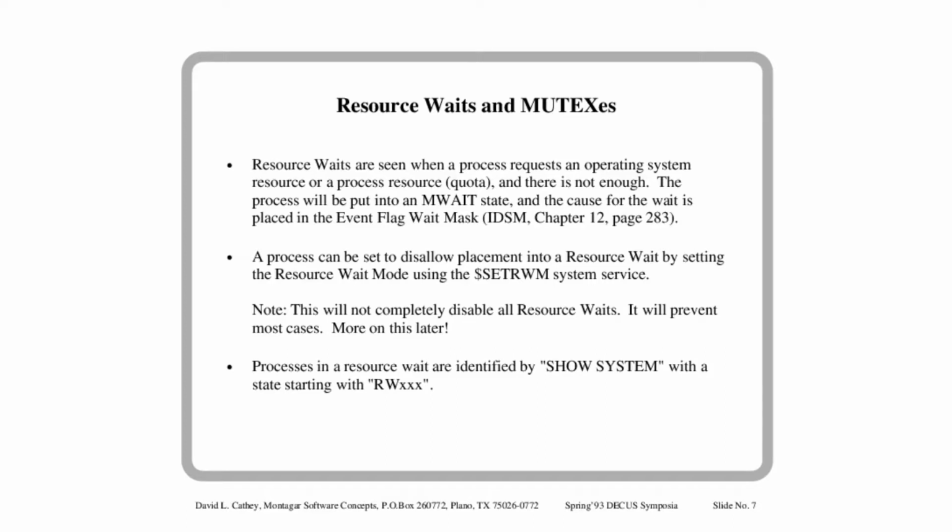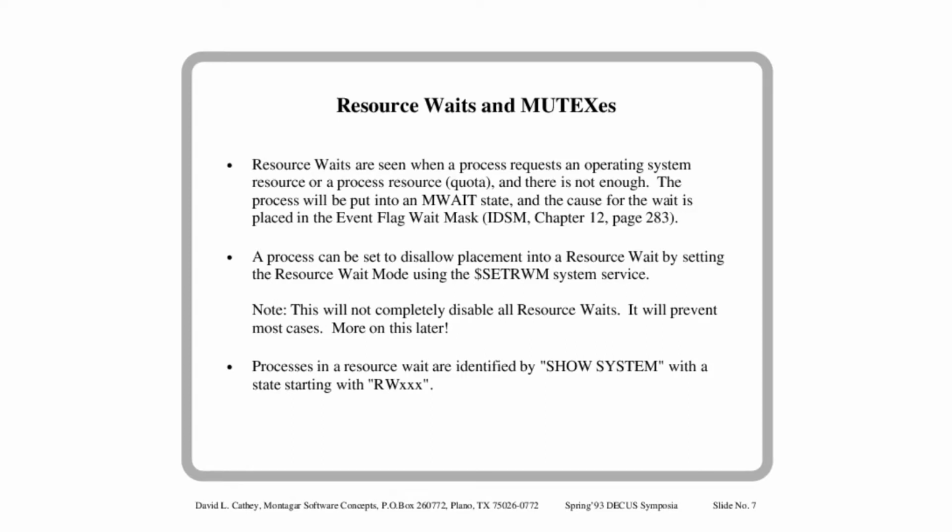The process is still put into an MWait state, and if you decode the PCB state field, it will still show MWait. SDA and most of the other tools are nice enough to realize that it is not in a MUTEX state but actually in a resource wait, and they'll put an RW and then some mnemonic next to it telling you what resource wait it's specifically waiting for. Some of this is gone into in the Book of Ruth, chapter 12, page 283.